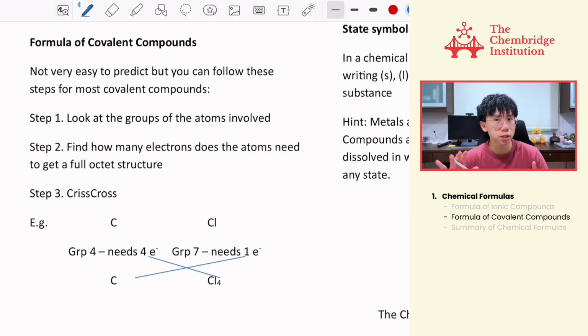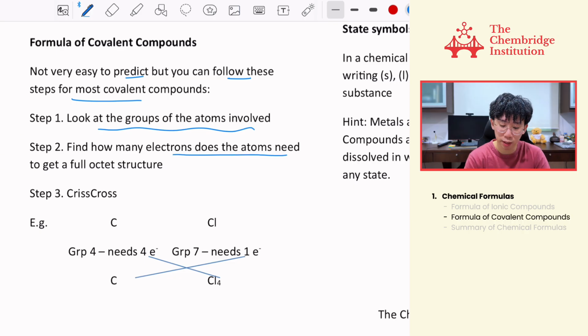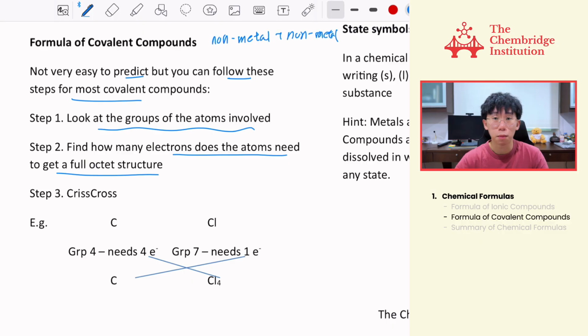So actually covalent compounds are not very easy to predict, but you can follow some of these steps to predict the formula for these covalent compounds. Step 1, look at the groups of the atoms involved first, and find out how many electrons the atom needs to get a full octet structure. Remember, atoms go through covalent bonding, they share electrons, so that they can get the full octet structure. And remember, for covalent compounds, they have to share, mainly because it's between a non-metal and a non-metal. So that's how you remember this.